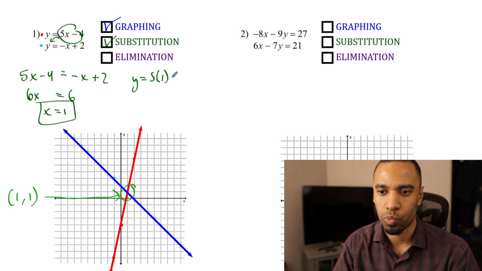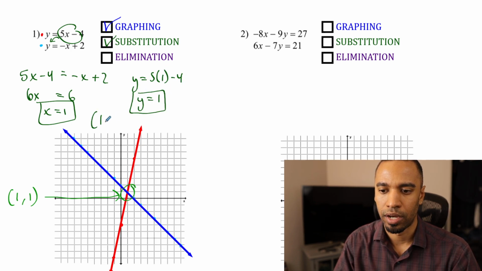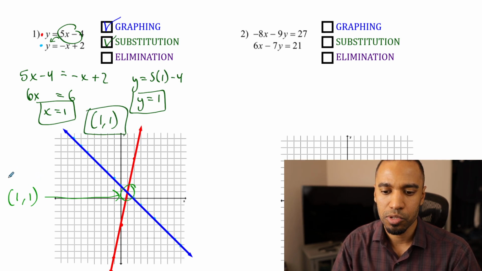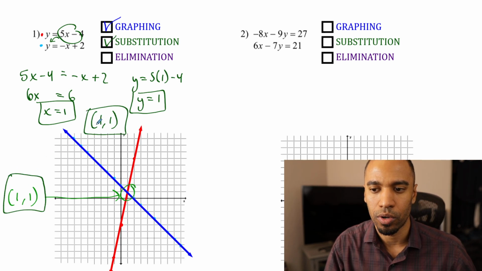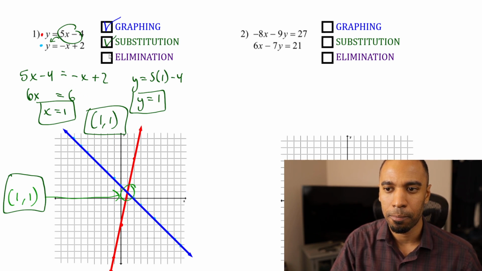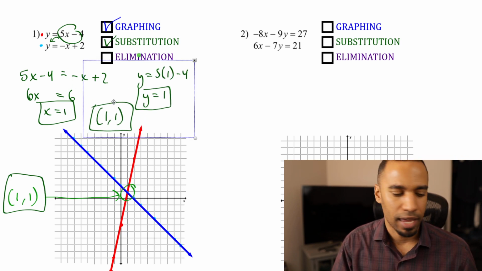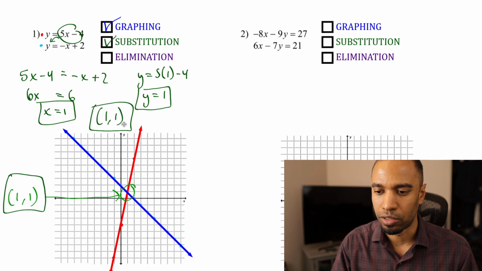Y equals 5 times 1 minus 4. 5 minus 4 is 1, and that's 1, 1, which is what we got before. So the same solution for both sets, whether I graphed or used substitution. It seemed to pan out. I got it, and yeah, that's that. I'll live with it and move on.